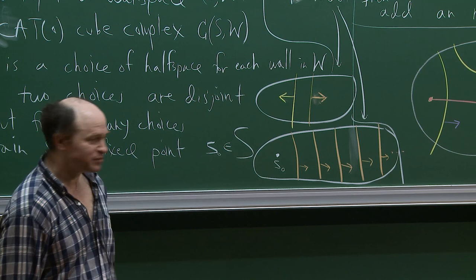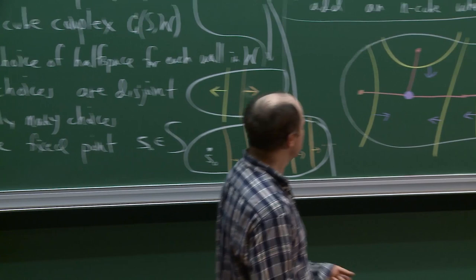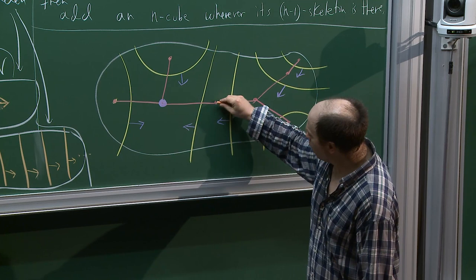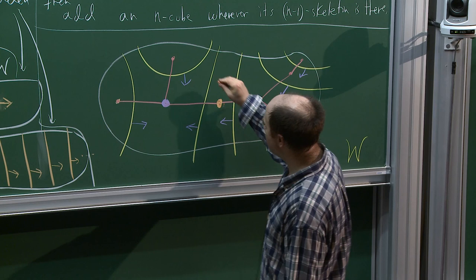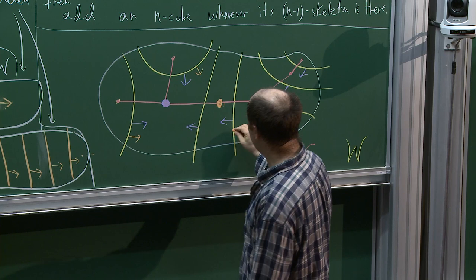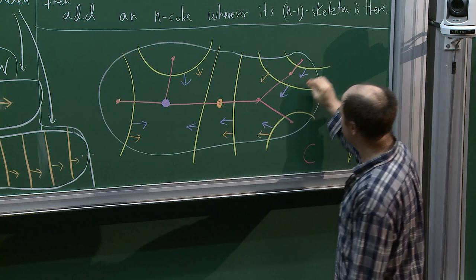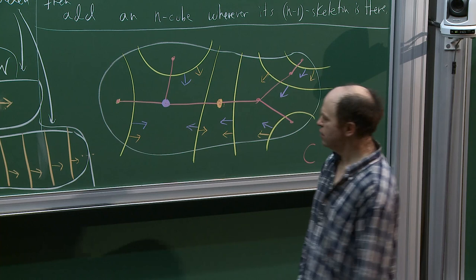Let's now ask ourselves, what's the difference between the purple zero cube and the orange zero cube? With the orange zero cube, everything is going to be the same, except for one small difference. And the difference is right here. I've taken this half space and I've flipped it so that it goes in that direction, right?